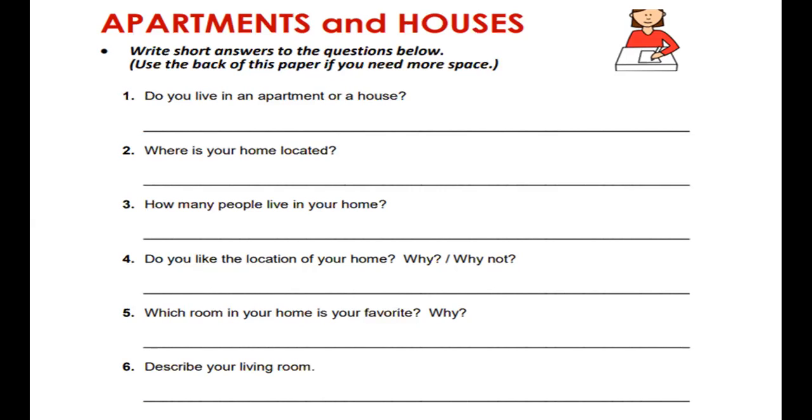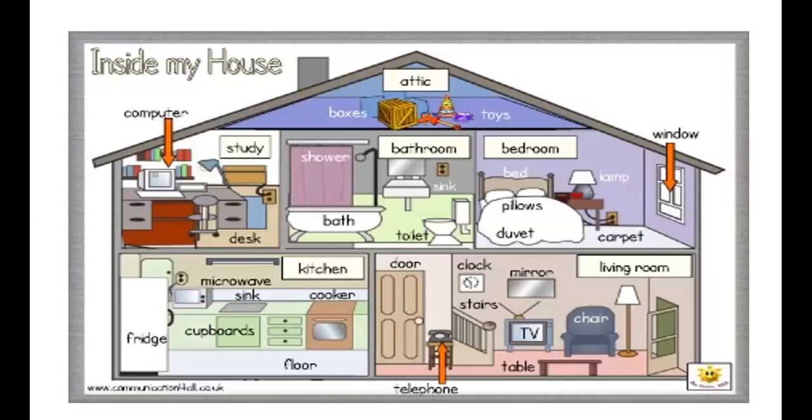Which room in your home is your favorite and why? And if you ask me, I can say my favorite room is my bedroom. Why? Because I like to sleep in my bedroom. Porque me gusta dormir, ¿verdad? En mi habitación. Describe your living room. Ok, in my living room, y ahí podemos utilizar el vocabulario, ¿verdad? Que teníamos aquí. In my living room, I have a lamp, I have a chair, I have a mirror, a clock, stairs, a TV, a table, and a telephone.